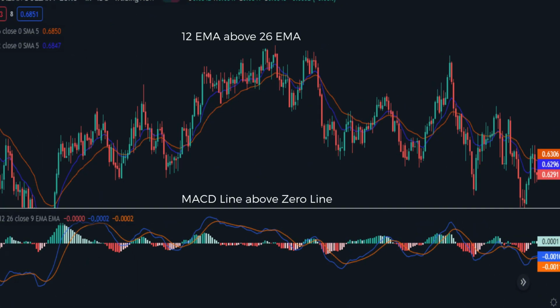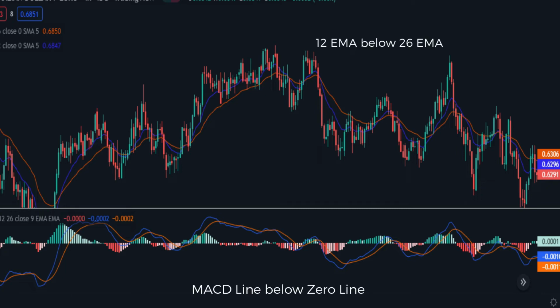When the MACD line is above the zero line, and the shorter period moving average is above the longer period moving average, it indicates that the market is in an uptrend. When the MACD line is below the zero line, and the shorter period moving average is below the longer period moving average, it indicates that the market is in a downtrend.